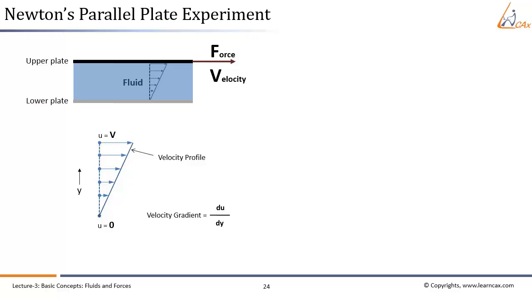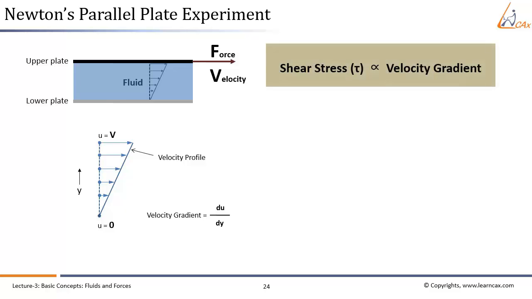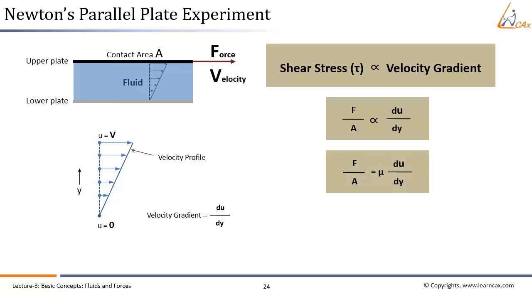From experiments, it was observed that for most fluids, the rate of deformation or the velocity gradient is directly proportional to the shear stress, which is nothing but the shear force F per contact area A. Fluids for which the rate of deformation or the velocity gradient is linearly proportional to the shear stress are called Newtonian fluids. In one-dimensional shear flow, shear stress can be expressed as, where the constant of proportionality mu is the viscosity of the fluid.